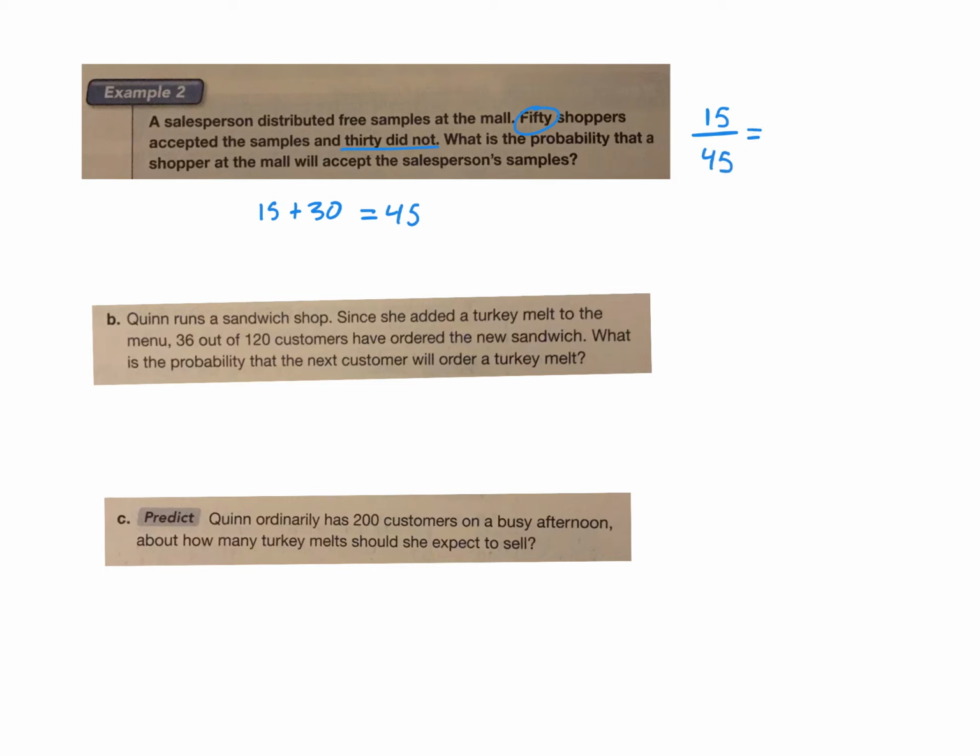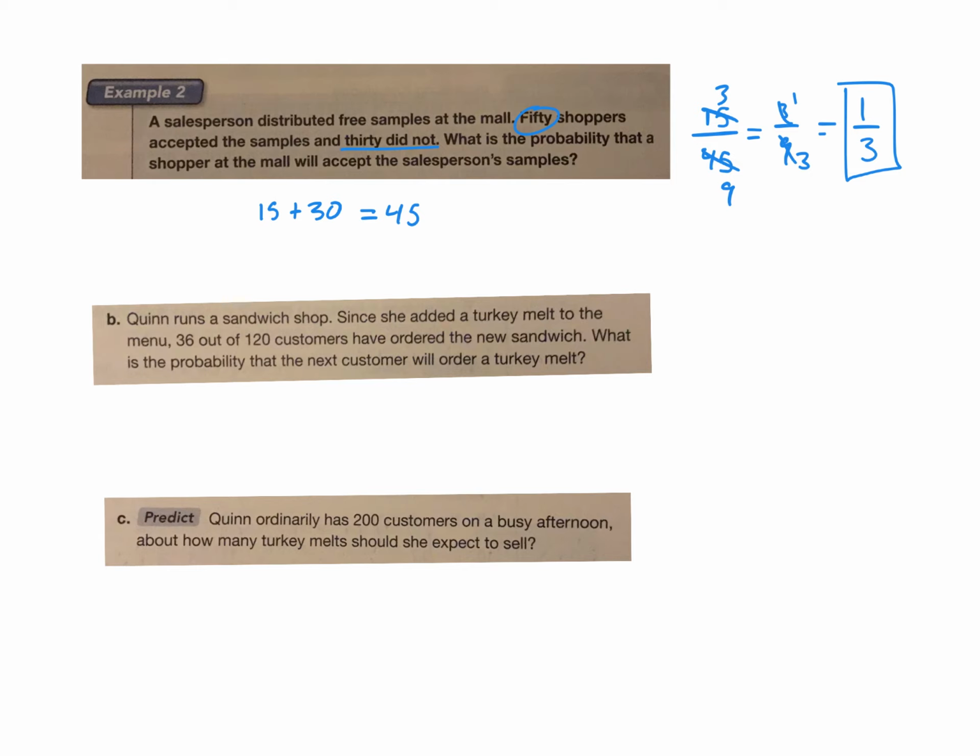We can go and reduce that. I see 5 goes into both of those. 5 goes into that 3 times. 5 goes into that 9 times. So 3 out of 9. Oh, but I can still reduce more. 3 goes into that 1 time. 3 goes into that 3 times. So my probability would be 1/3. So there's a 1/3 chance of the next person at the mall accepting his flyer that he's giving out.